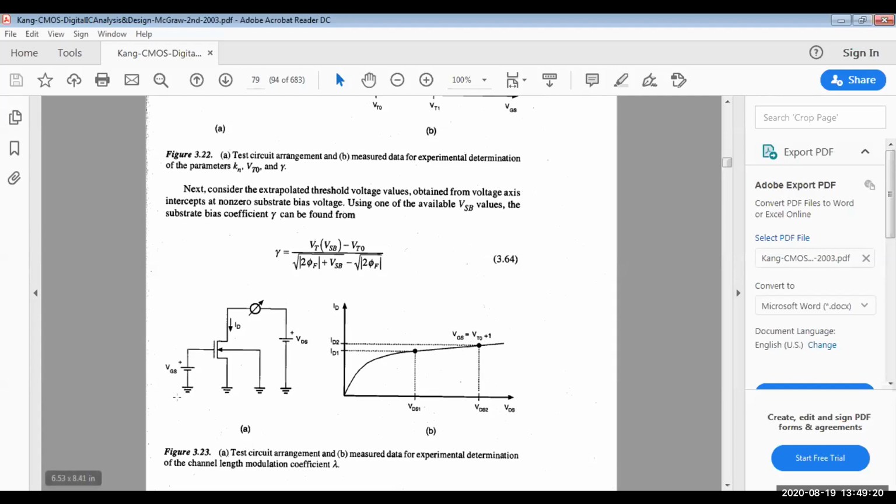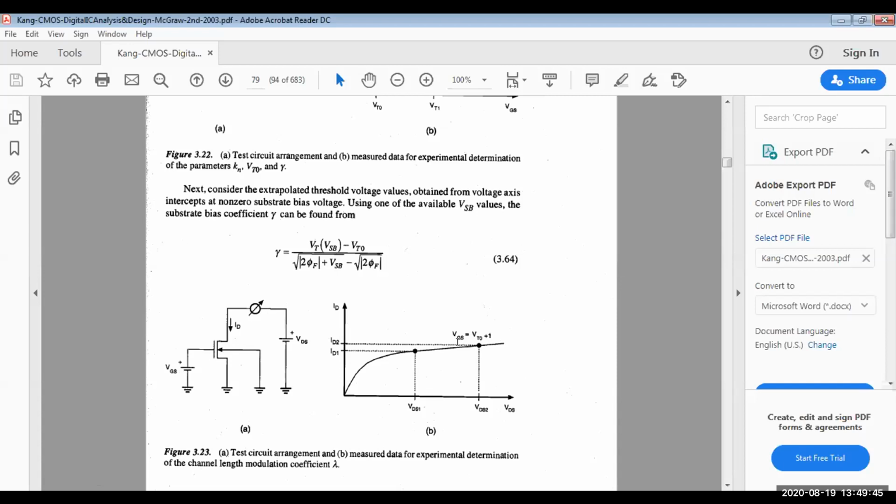In this test circuit setup, we'll be considering the VGS voltage to be VT0, meaning the threshold voltage without body effect, plus 1. That will be the value of VGS which we'll be considering, and we will be plotting ID versus VDS. So this will be the plot which we will be getting.